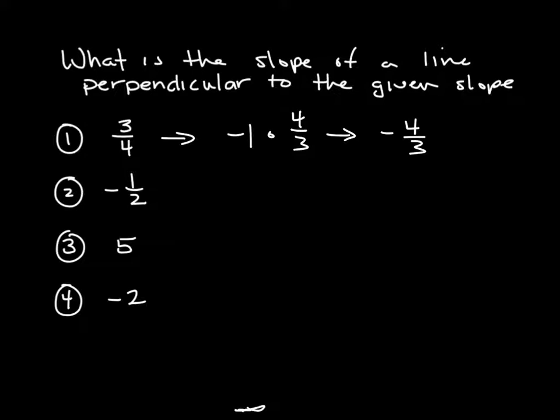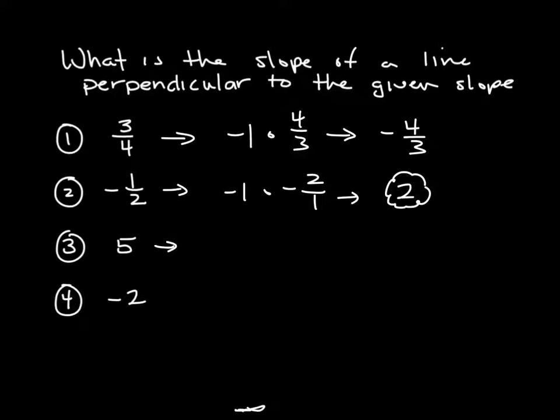Done. Okay, so again, I will do the same thing here. I will take negative 1, multiply it by the reciprocal of negative 1/2, which is negative 2 over 1. So when I multiply those two together, I get negative 1 times negative 2, which is positive 2. So my new perpendicular slope will be 2. Lastly, I go to 5.